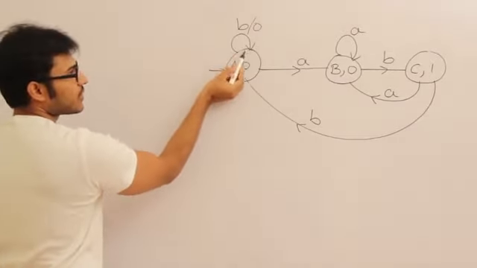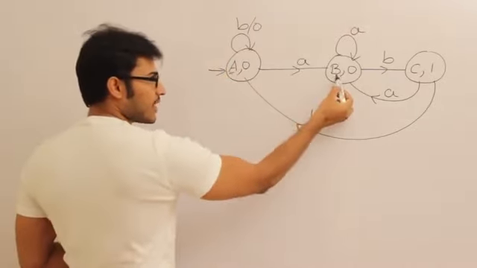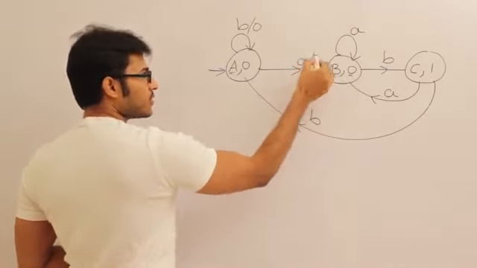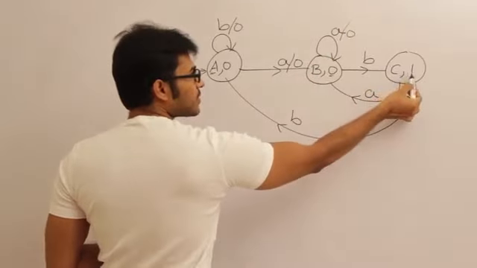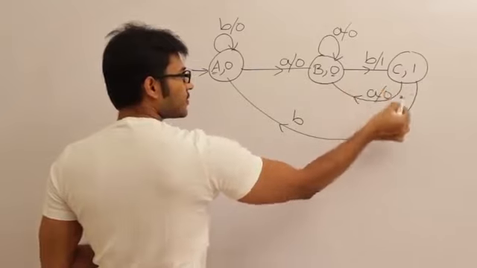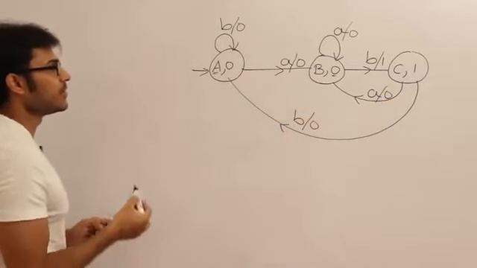Since the transition is going here and the output is 0, I am going to write it as 0. And since the transition is going here and the output associated with this state is 0, I am going to write it as 0. And since the transition is like this, I am going to write it as 0. Transition is 1, I am going to write it as 1. Transition is 0, I am going to write it as 0. Transition is going here and the output is 0, therefore this is the Mealy machine.